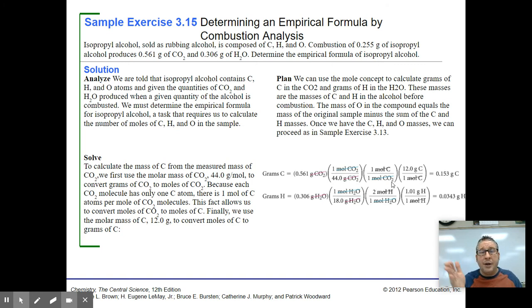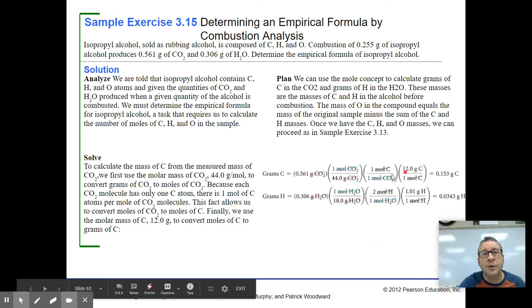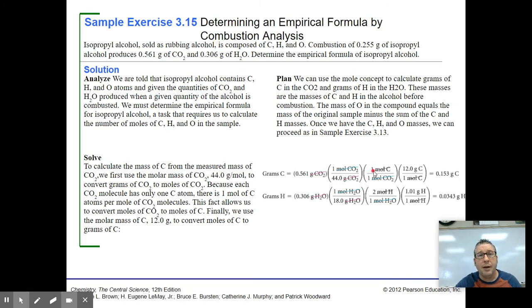It's all based upon the subscripts. So then the moles of CO2 cancel. We are now in step 3 where we have moles of carbon. And the final step, to calculate the grams of carbon, we take the molar mass of carbon, making sure grams is on top because that's what we need in our final answer. And we multiply all those through. So 0.561 divided by 44 times 1 times 12.0. And we find that we have collected 0.153 grams of carbon.